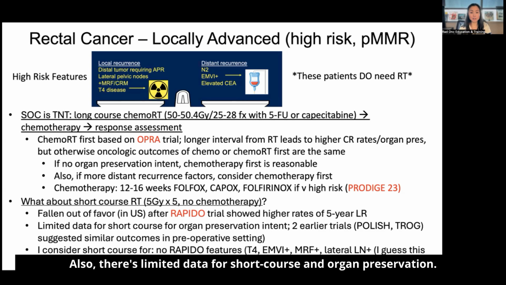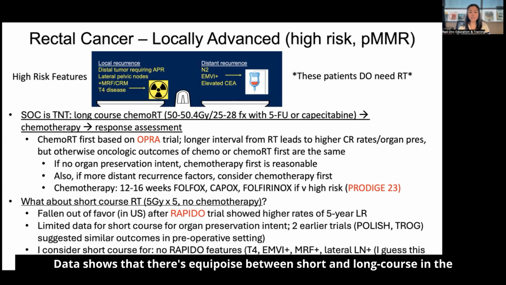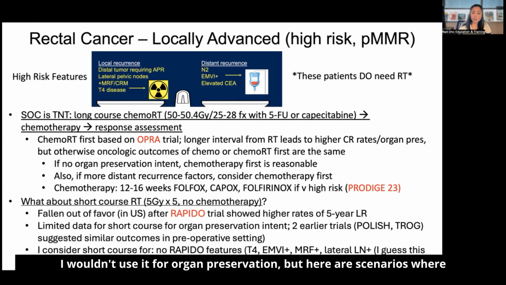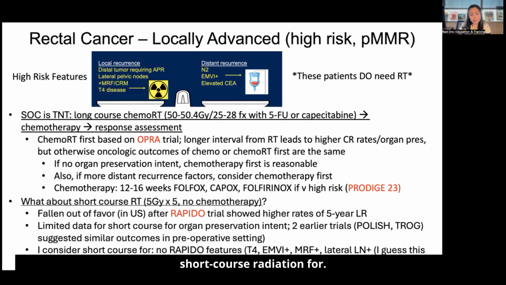Also, there's limited data for short course in organ preservation. Data shows that there's equipoise between short and long course in the preoperative setting, but there's not data yet in organ preservation. So I wouldn't use it for organ preservation, but here are scenarios where I would consider short course radiation for.